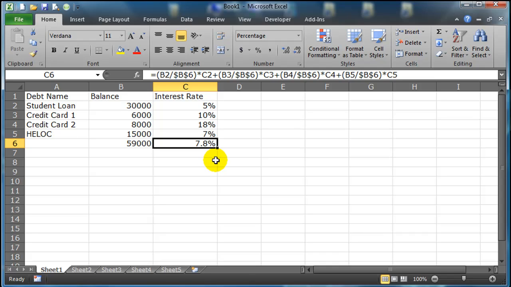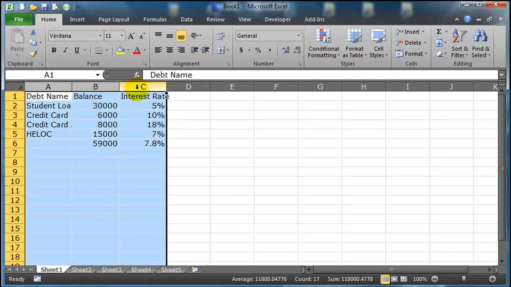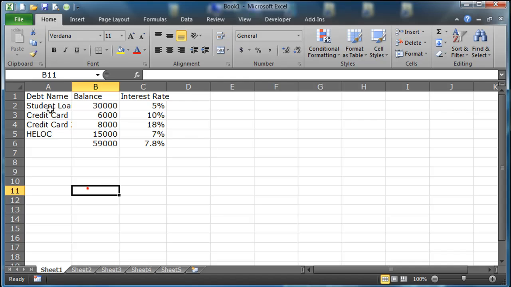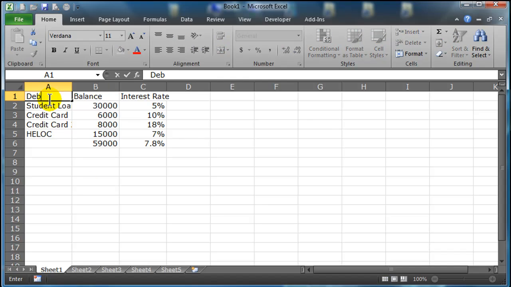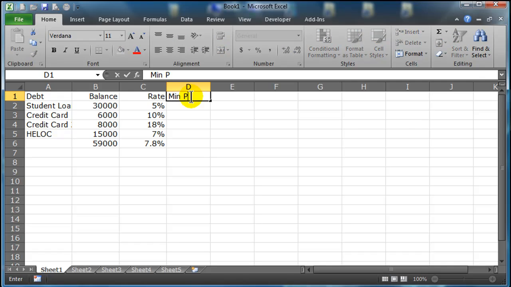Now let's do a couple more basic math operations here. I'm going to make these columns just a bit smaller just to give myself some more room. Change my labels just a little bit. And I'm going to line these over to the right just so they look a little neater. And let's also do this. I'm going to put in the min payment.